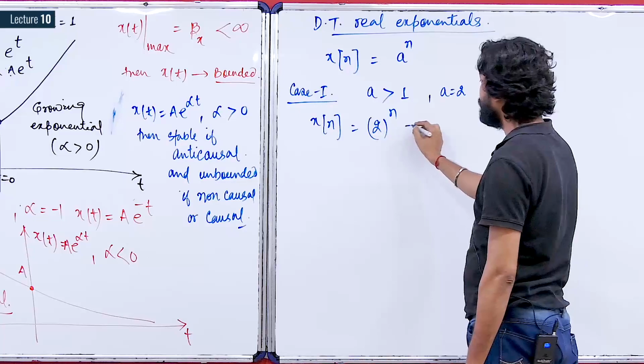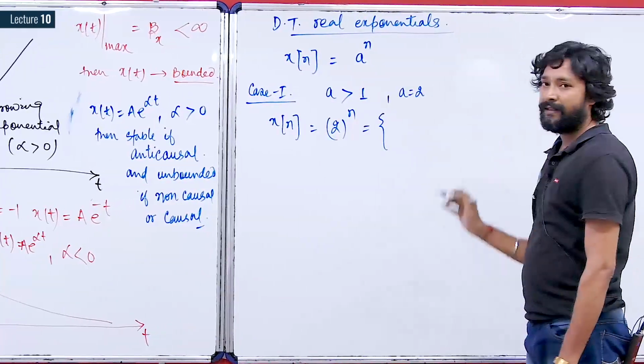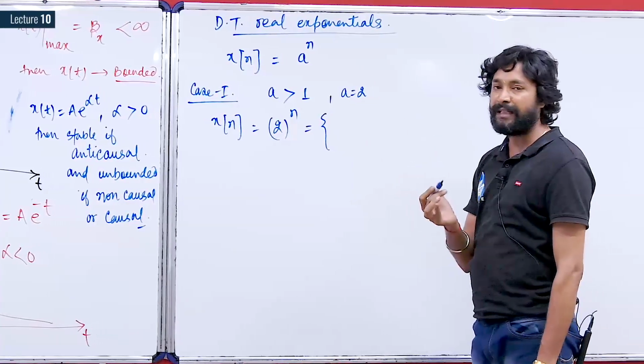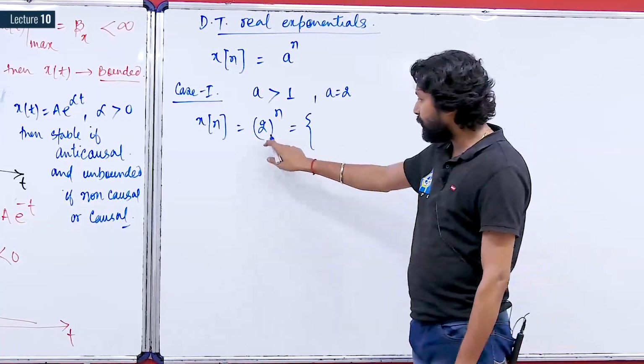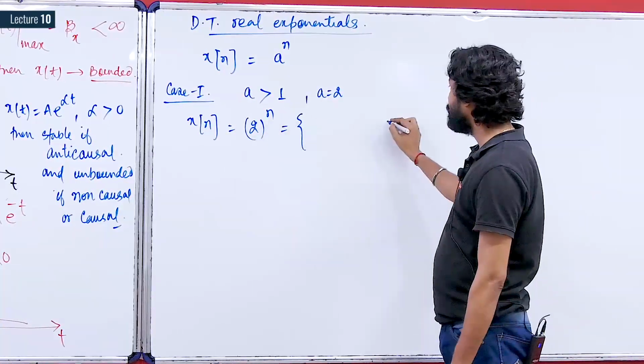If you are going to find the values of this signal, again nothing is mentioned about the limits of n. So n can be taken from minus infinity to plus infinity. Now for the signal 2 to the power n, at n equals 0, 2 to the power 0 will give you 1.